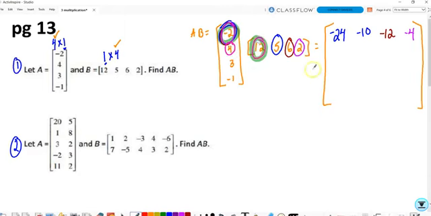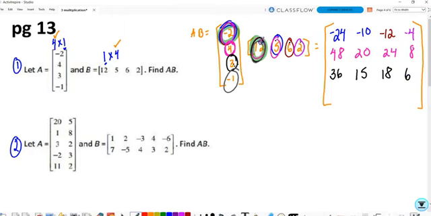Got row by column. Row by column. 4 times 6. 4 times 2. And then we've got third row, first column. Third row, second column. Third row, third column. Third row, fourth column. And last, fourth row, first column. Negative 1 times 5. Negative 1 times 6. Negative 1 times 2. Woo!